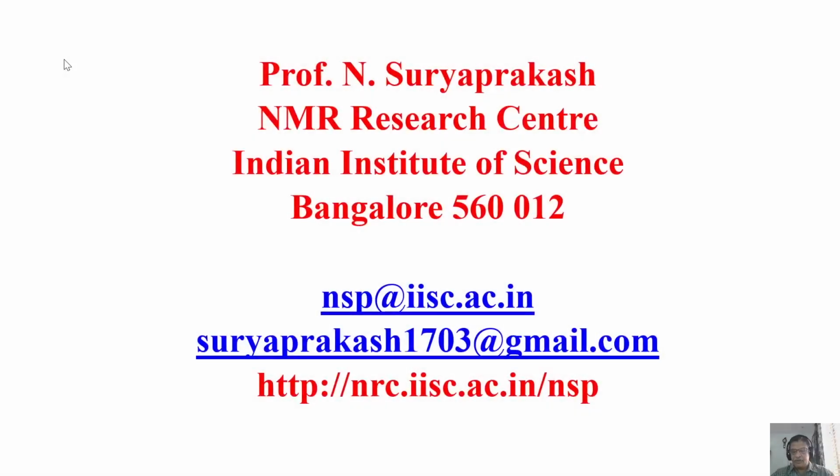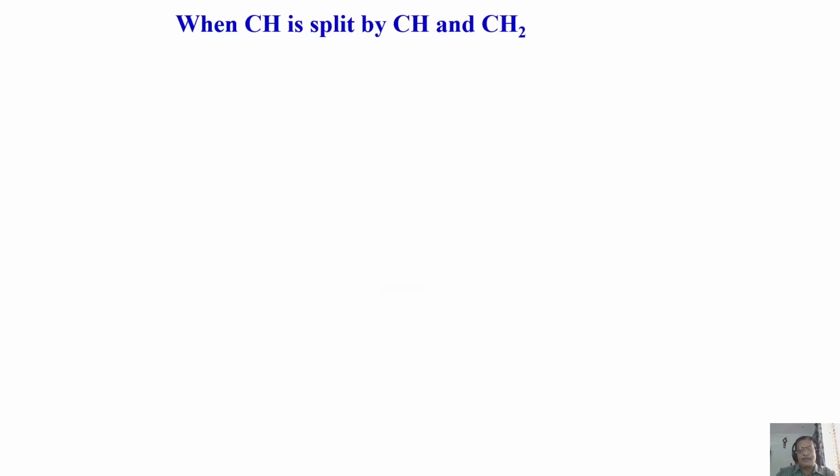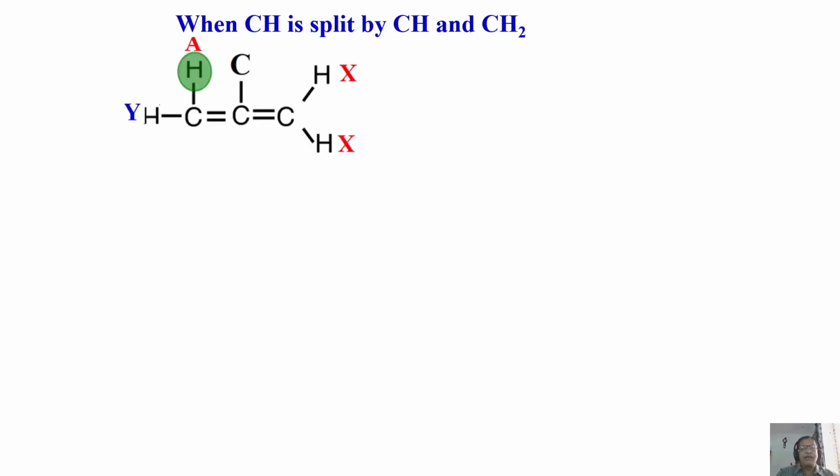Welcome back. So we have been discussing scalar coupling for more than 2 or 3 classes. Today we will continue with the multiplicity pattern. Yesterday I showed you what happened to the multiplicity pattern in a hypothetical molecule like this.